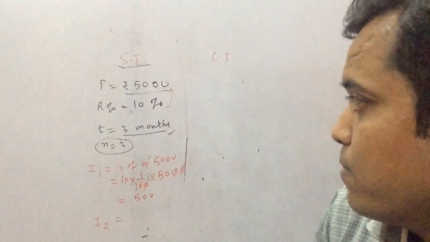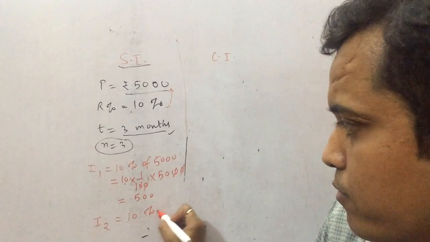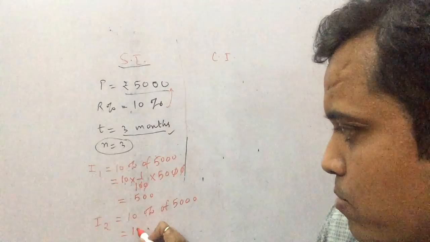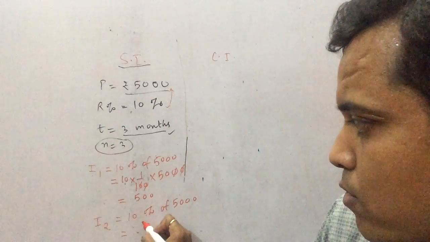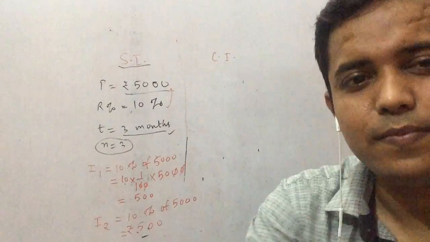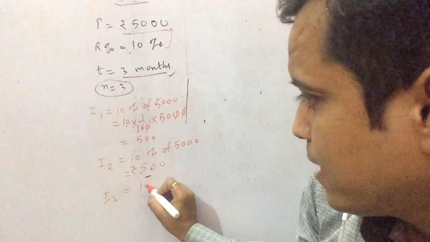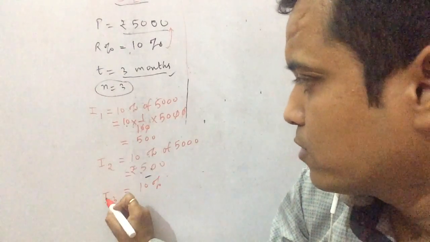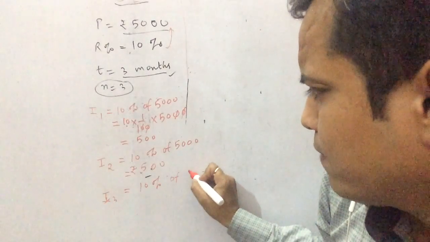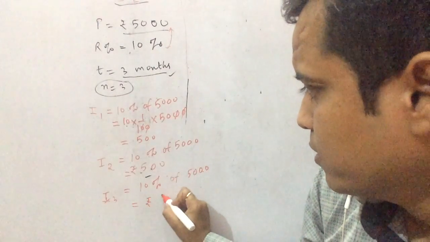Interest for the second month, again this is 10% of 5,000. Again you get the same value, 500. I3 would be the same: 10% of 5,000 is the interest for the third month. Again you get rupees 500.